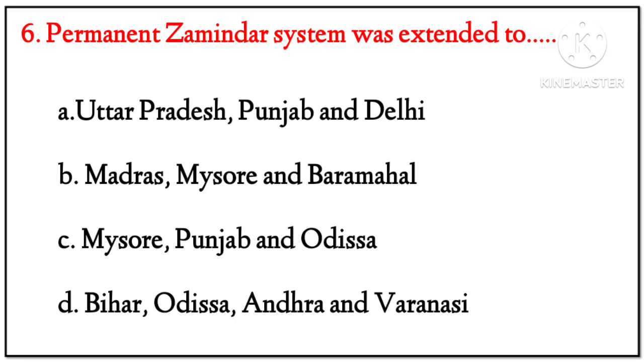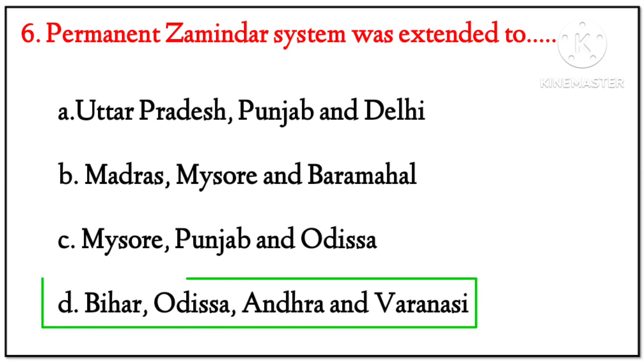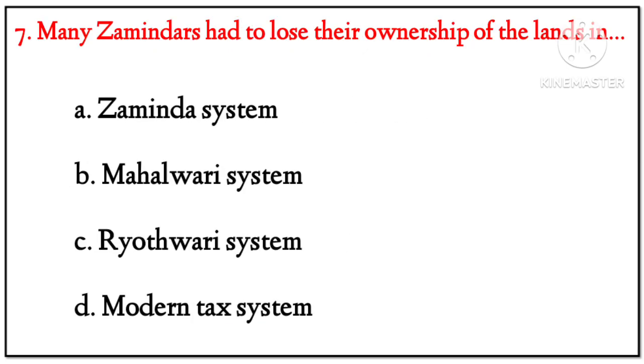Sixth one: the permanent zamindari system was extended to, options are Uttar Pradesh, Punjab, Delhi, Madras, Mysore, Baramahal, Mysore, Punjab, Odisha, Bihar, Odisha, Andhra and Varanasi. Our right option is the final one: the permanent zamindari system was extended to Bihar, Odisha, Andhra and Varanasi. Seventh one: many zamindars had to lose their ownership of the lands in, options are zamindari system, mahalwari system, rayatwari system and modern tax system. Our right option is mahalwari system.